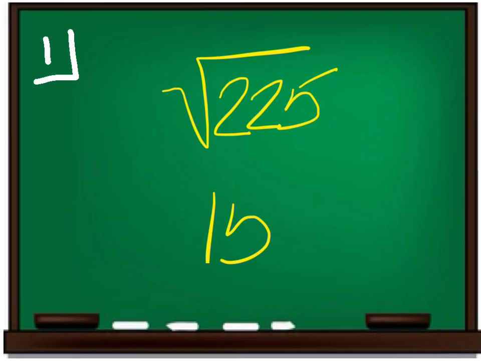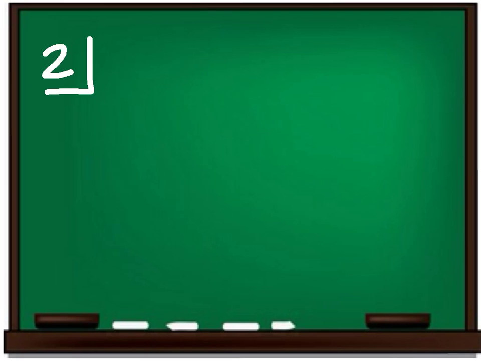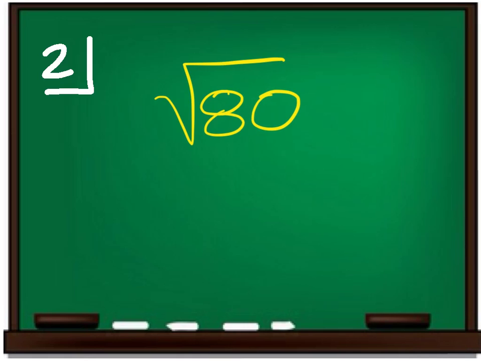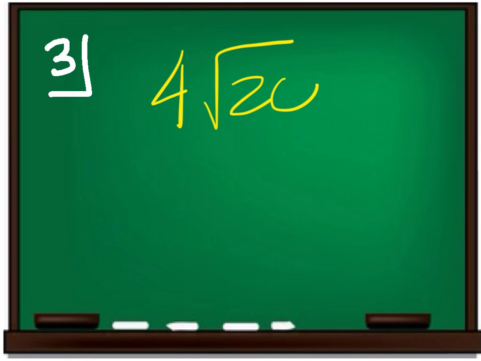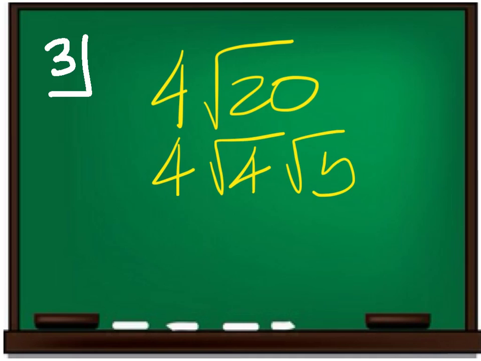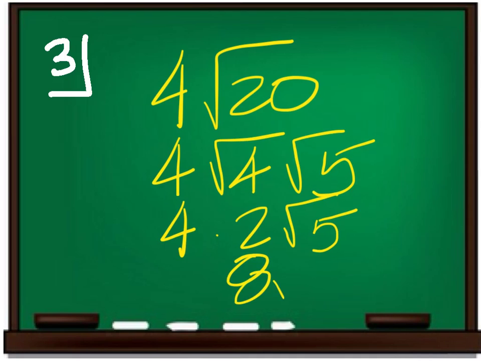Perfect square. Answer is 15. This one is 4 square root of 5. Breaks up as 16 and 5. I had that. 4 square root of 5. That's 4 times 2, which would be 8 square root of 5.